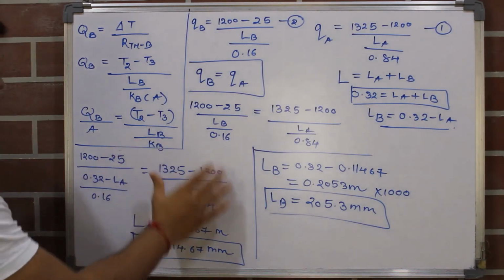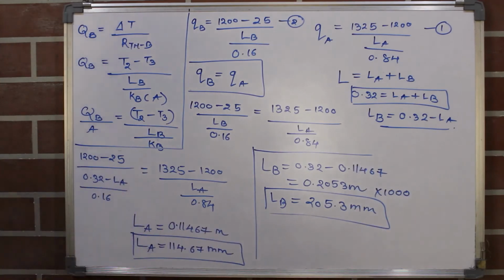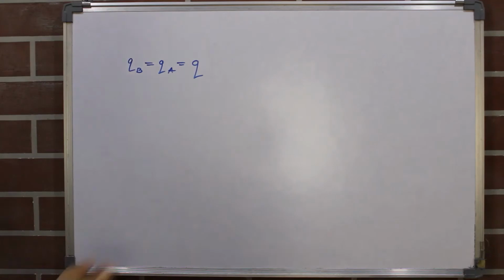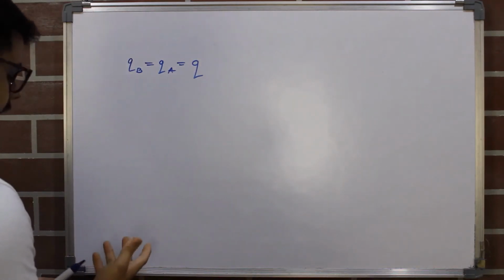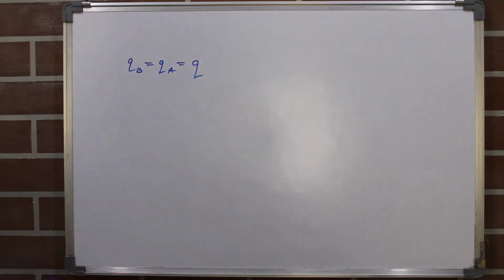If you don't know how to solve this equation, then please let me know in the comment section. I will show the solution. Okay, so we also have a second method. By that also we can find the thickness of walls A and B.